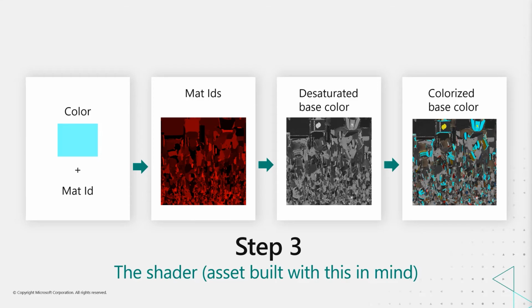Basically, you're taking the color and the matte ID in, looking it up for each pixel, like, should I color this texture or this pixel? And then you have a desaturated base color so that you can easily just modify the color and generate a colorized base color for that object, or just calculate the pixel on the fly. It would be significantly cheaper this way to do it.